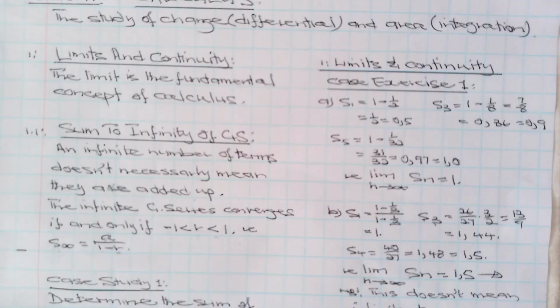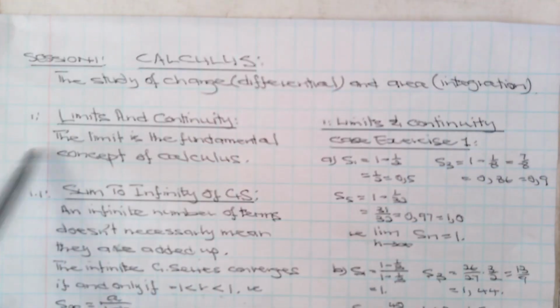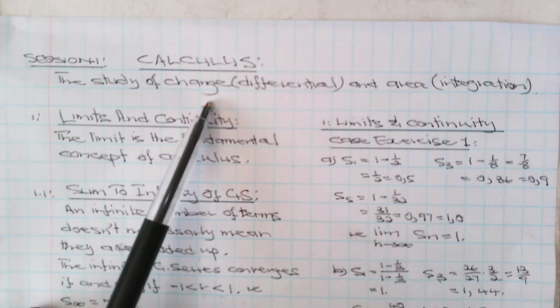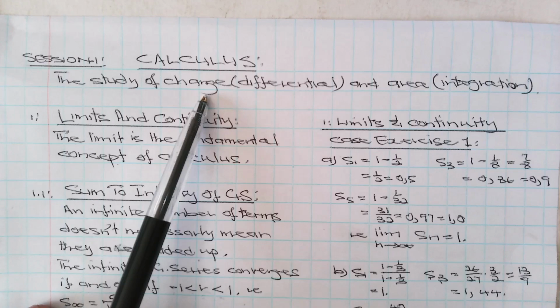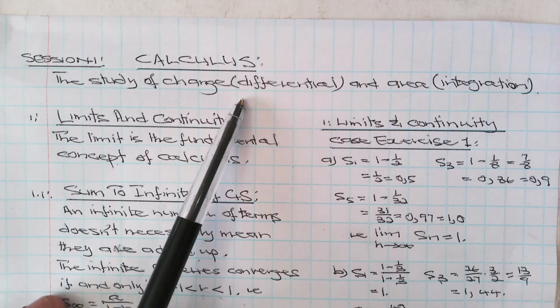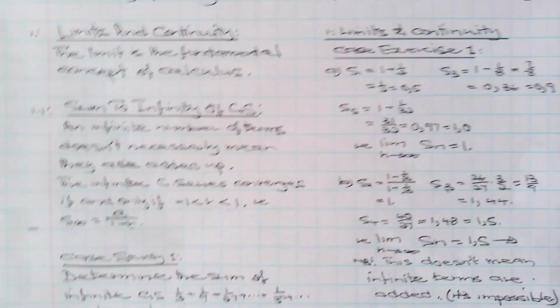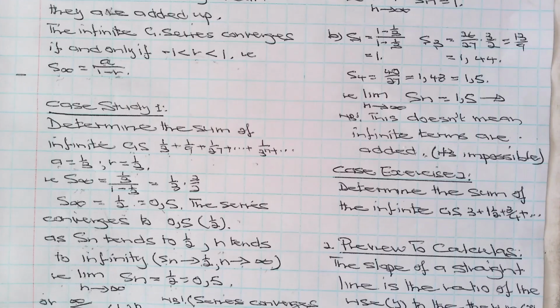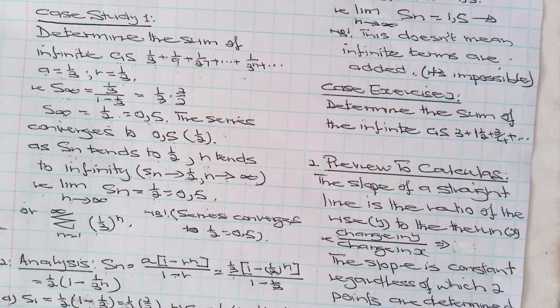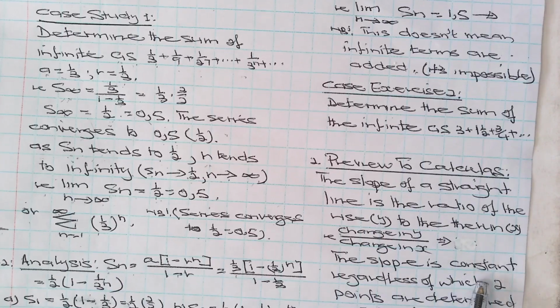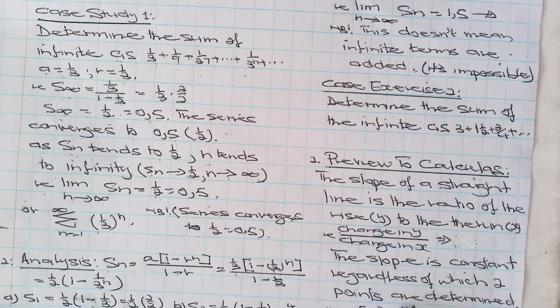When we opened up, we introduced calculus as the study of change. This is the rate of change. Differential means the rate of change. It means the gradient. Now, in a straight line, the slope is constant regardless of which 2 points are determined.